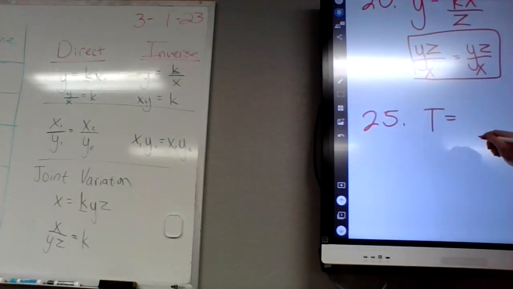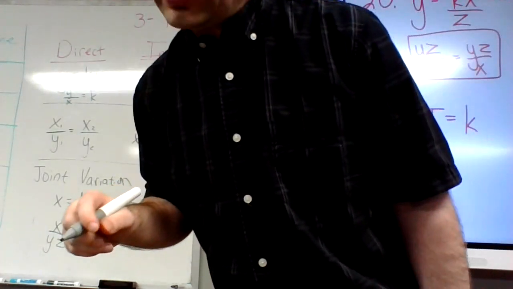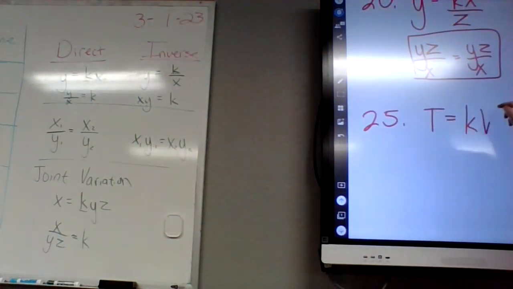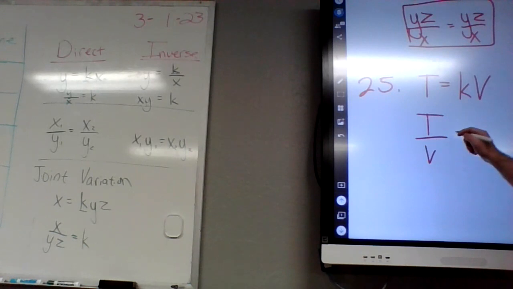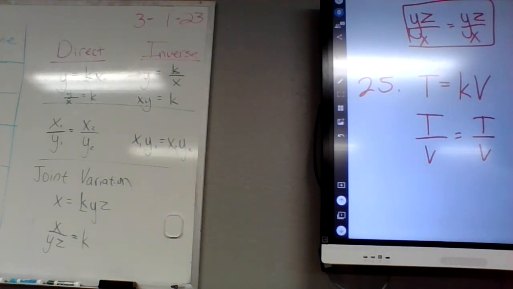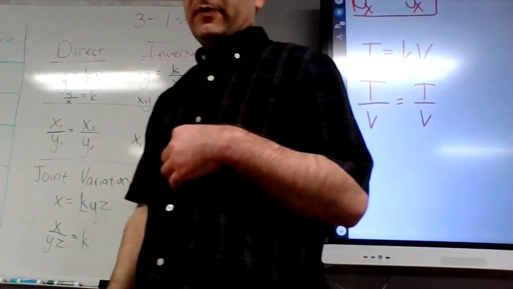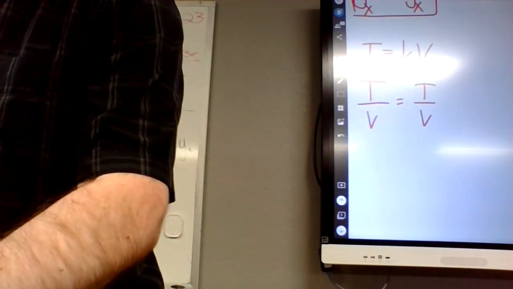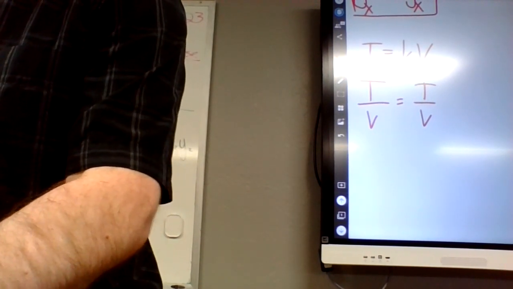Temperature is directly proportional to the volume. But actually I don't need this version. What we really need though is T over V equals T over V. That's what we need. Temperature over volume should equal temperature over volume. So Kelvin is a temperature measure. Do you guys know that?